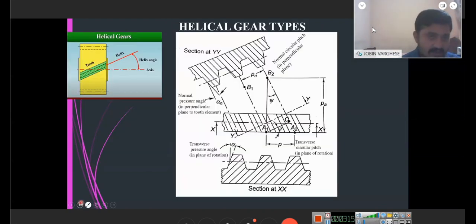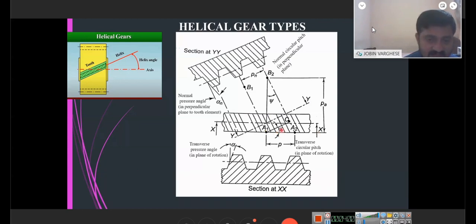Now, this is a source from the Bhandari textbook, and the major nomenclature for this is that it takes two planes: one is the transverse plane, the other is the normal plane. This shows the cut portion of the helical gear, and this is another cut portion of the helical gear placed in a normal plane, at an angle psi with the horizontal. I hope everyone can see this. There is a psi angle with the horizontal here. The two planes are the XX plane and the YY plane. The XX plane is on the screen itself, so it is resolved as psi.